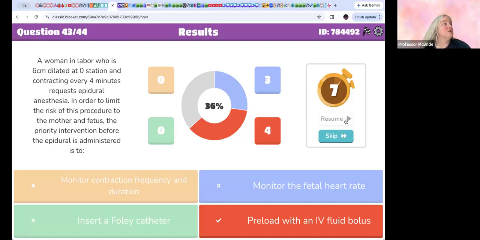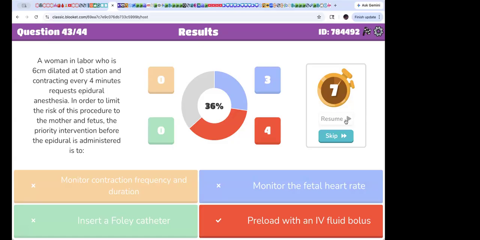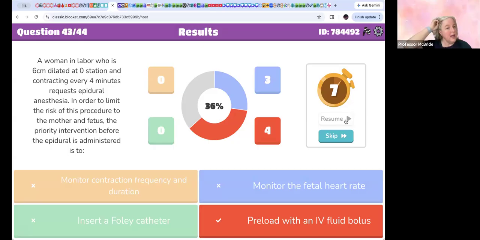Okay. What stage and phase of labor is she? First stage, latent? So she's 6 centimeters. She's active. She's first stage active phase. She wants an epidural. We're going to give her a fluid bolus to help support that blood pressure. Okay. And so that's going to be the most important thing.